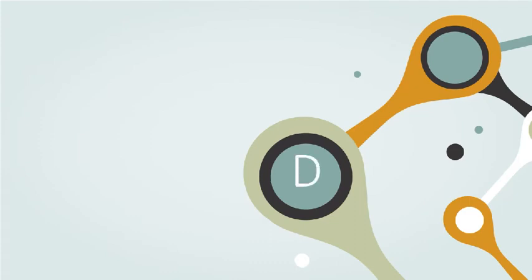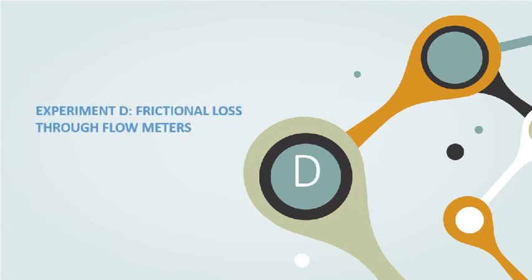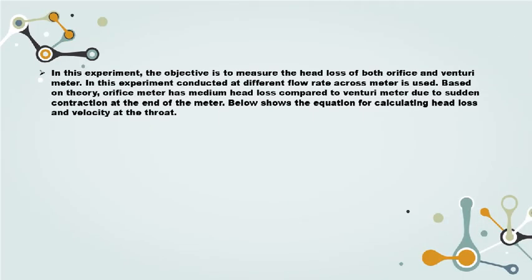So I will continue with experiment D, which is frictional loss through flow meters. In this experiment, the objective is to measure the head loss of flowing fluid in both the orifice meter and the venturi meter. A different flow rate is used to measure the head loss of fluid flow across the meters. Based on the theory, an orifice meter has a medium head loss compared to a venturi meter due to sudden contraction at the end of the meter.